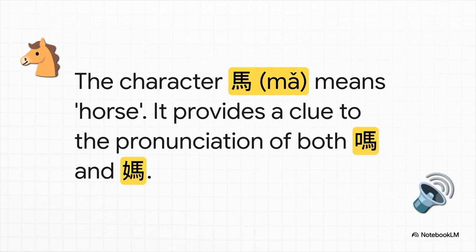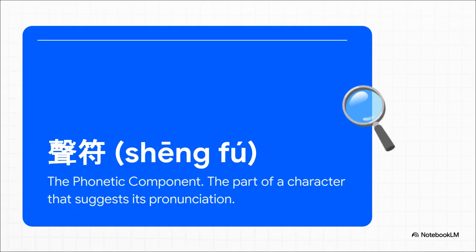Okay, so now listen again to our two examples, ma and ma. You hear that? That ma sound? It's almost exactly the same as the word for horse, ma. And that is our first huge clue. That piece of the character is called the phonetic component, or shengfu. Its whole job is to give you a massive hint about how to say the word. It's not about meaning, it's all about the sound.